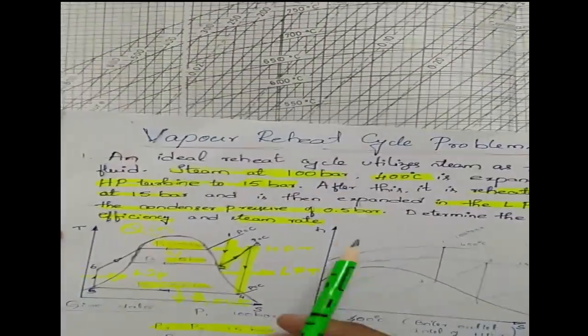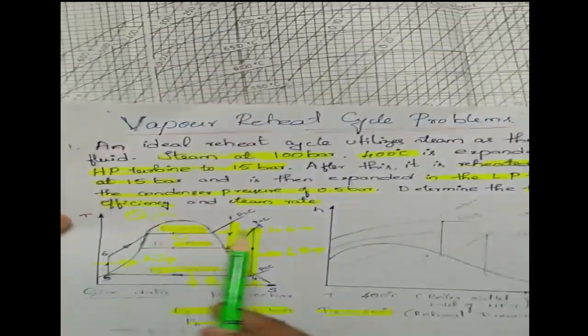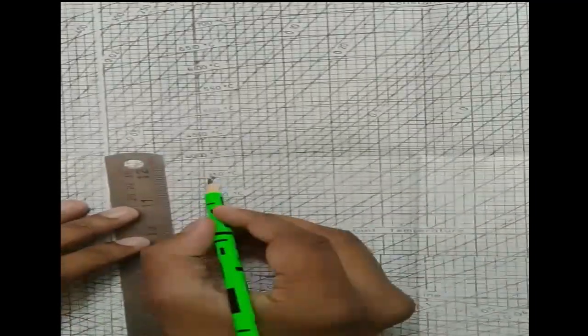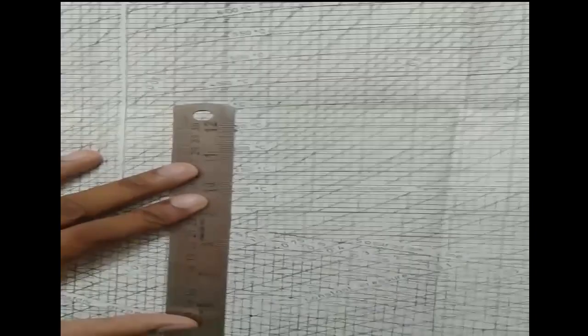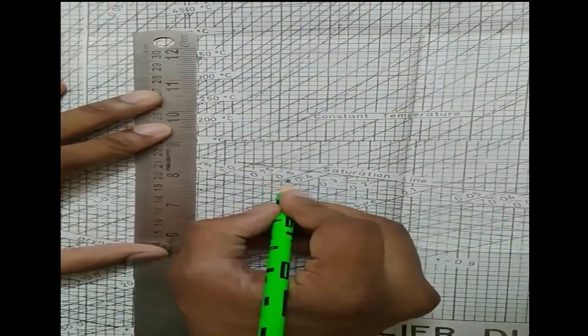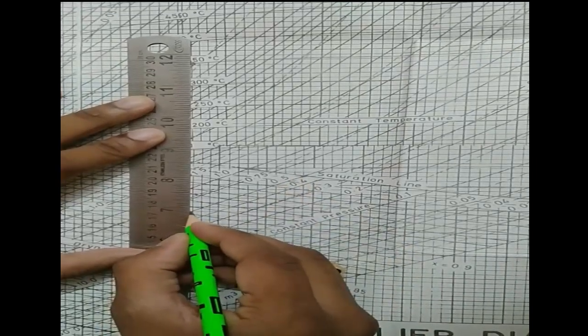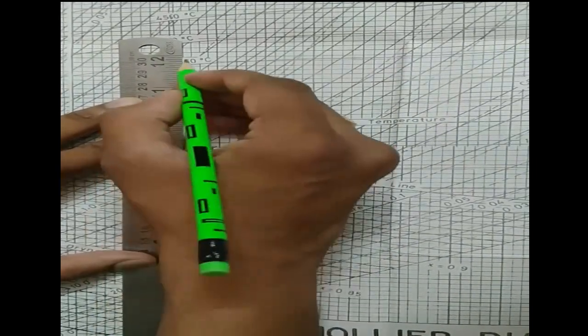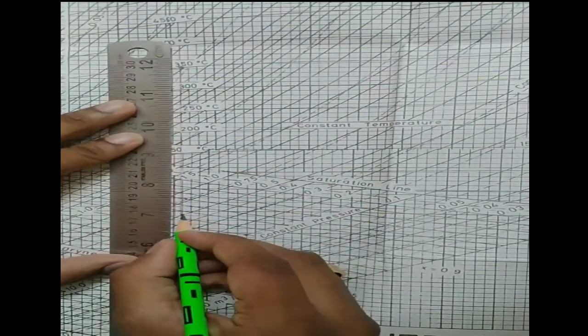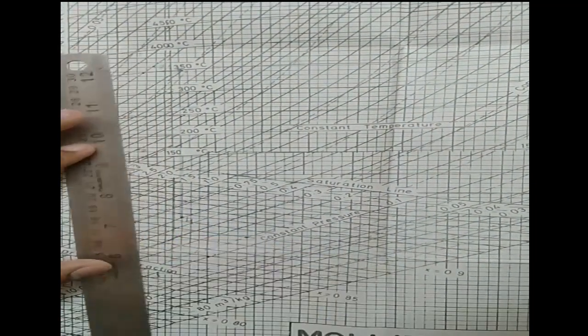Next, here you have a 0.5 bar condenser pressure. From point number 3, you have to draw a vertically straight line up to 0.5 bar. See, this is your 0.5 bar, so up to 0.5 bar you draw a straight line. This is your point number 4. So this is how you can plot things in the Mollier chart.